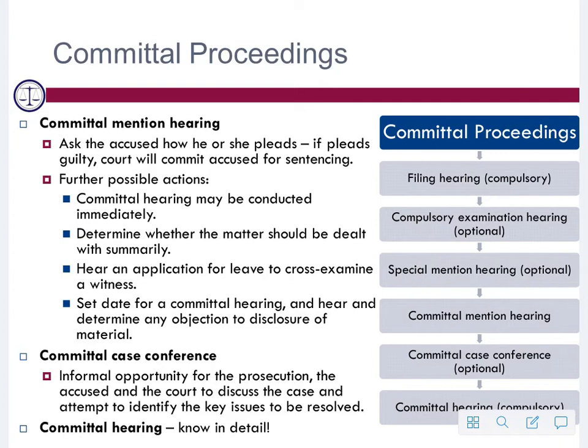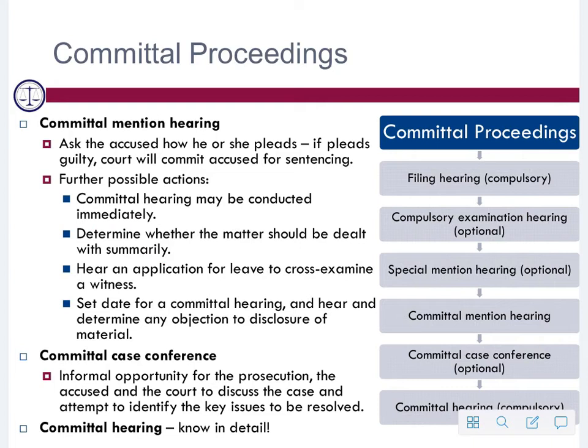At a committal mention hearing, the accused is asked how they plead. If they plead guilty, the court will then commit the accused for sentencing at this stage. Alternatively, there are a number of other possible actions. The committal hearing might then be conducted immediately. They might determine whether the matter should be dealt with summarily. They might hear an application for leave to cross-examine a witness, or they might set a date for a committal hearing and hear and determine any objection to disclosure of material.